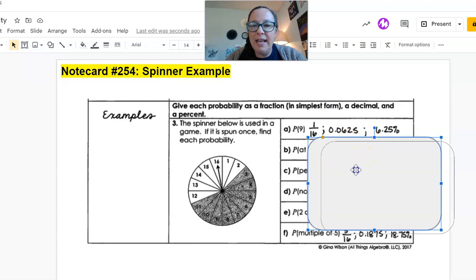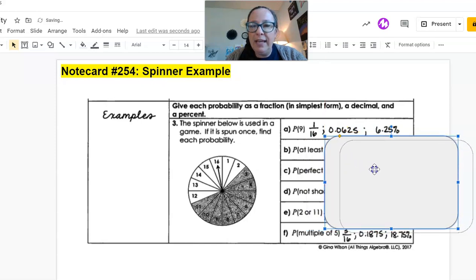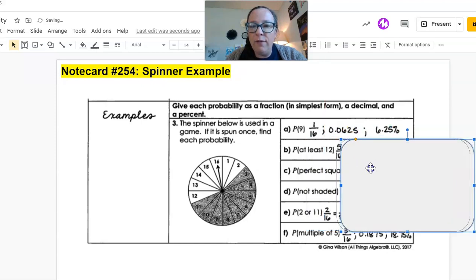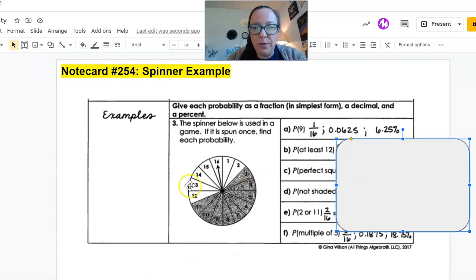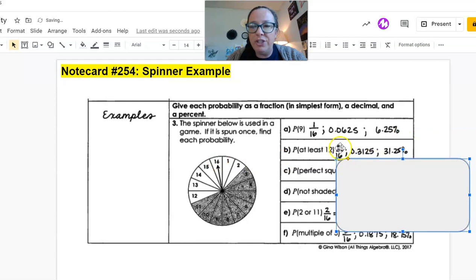Okay. Now the next one is the probability that you get at least a 12. At least a 12. So they can ask that type of question too. So at least a 12 means you need to have 12 or larger. So 1, 2, 3, 4, 5. There's 5 of those, 12 or larger, out of the 16. So that would be 5/16. That does not reduce. So that's your fraction. Type it in your calculator and you get 0.3125. Move your decimal place to the right twice, and that's 31.25% probability.